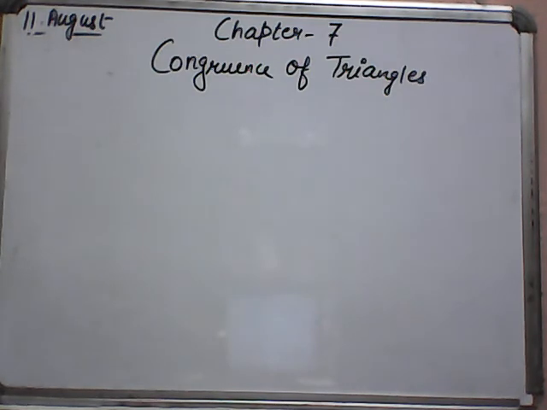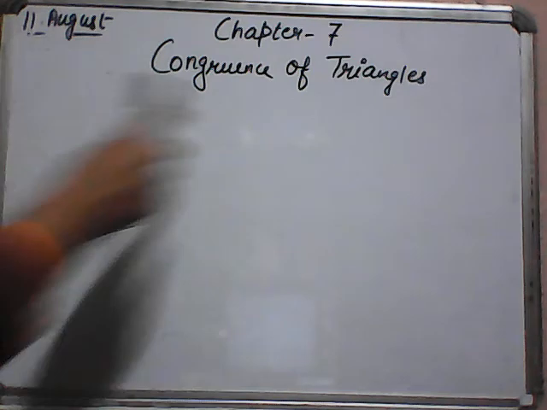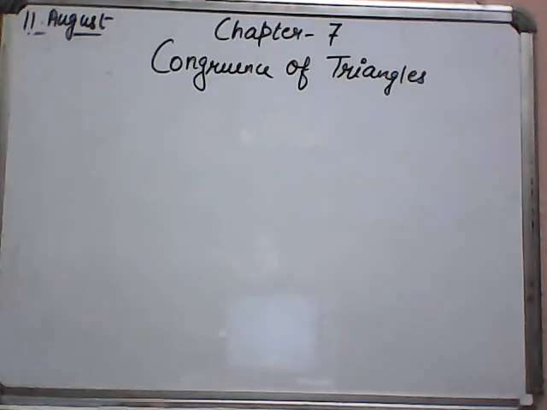Today we are going to start a new chapter, chapter 7, and the name of the chapter is Congruence of Triangles. What do you mean by congruence? Congruence means an exact copy of one another. It means two objects of the same shape and size. When two objects are of the same shape and the same size, then these two objects are called congruent.